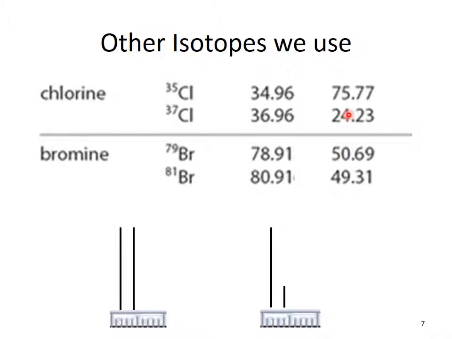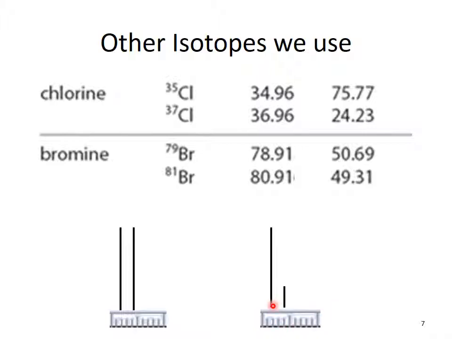Other isotope peaks that are very important are the two isotopes of chlorine, 35 and 37. The abundance is that 3/4 of the chlorines are 35 and 1/4 is 37. So when chlorine is in a molecule, we will see this pattern at the molecular ion. It's a little flag that tells you chlorine's in this molecule.